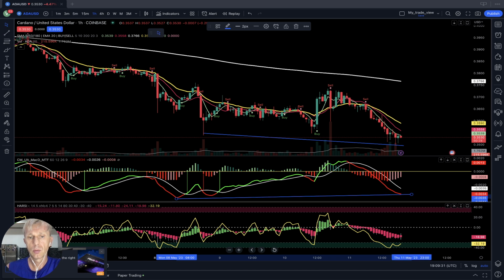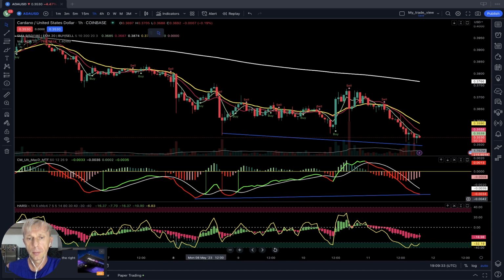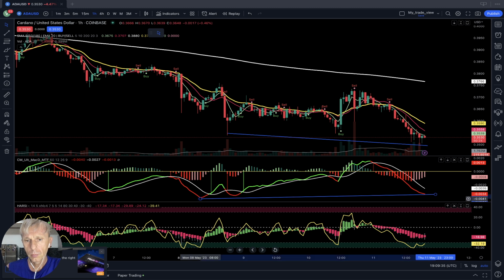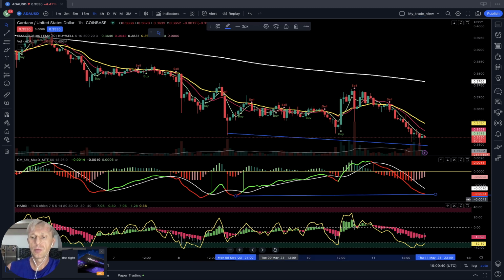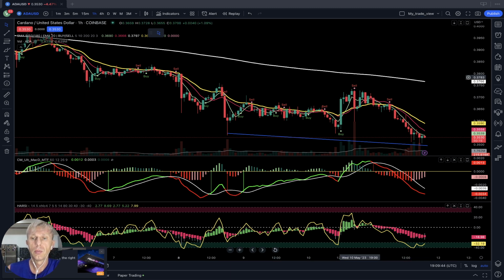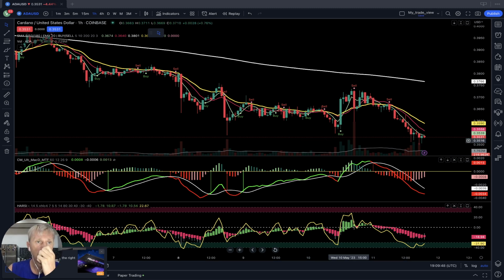It should be from this point. From this point it's flat. Yeah, no divergences, it's flat. Okay, still bearish trend on 1 hour time frame. Let's move to 4 hours time frame, Cardano.